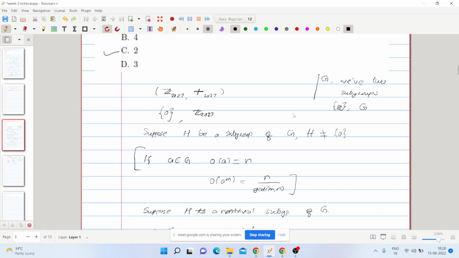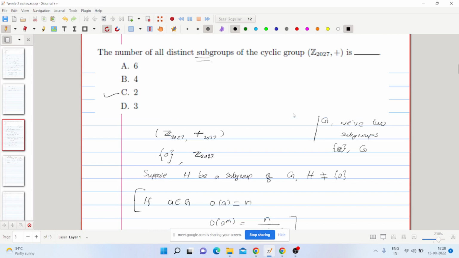Actually, the question is the number of distinct subgroups, right? Yes. Since 2027 is prime, the only subgroups are the trivial group and the group itself. Using Lagrange's theorem, we will reach the result right away. Yes, that is the very easy method using Lagrange's theorem. The cardinality of a subgroup divides the cardinality of the group, right?